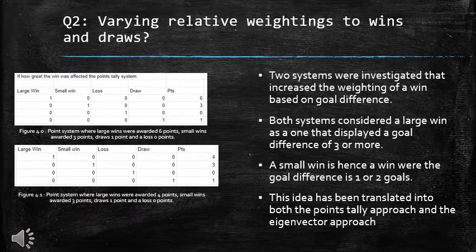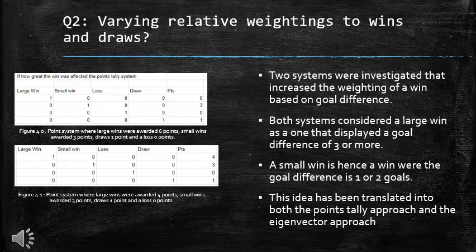When considering the possibility of introducing a new point system where large wins are recognized, first we had to establish what a large win meant. As we were using the 16-17 season of the A-League, we considered a large win to be greater than or equal to 3 goals difference. The next step was assigning how much those wins would be worth.